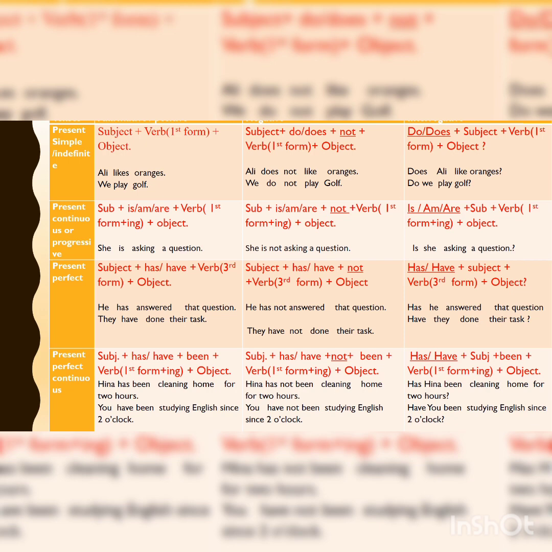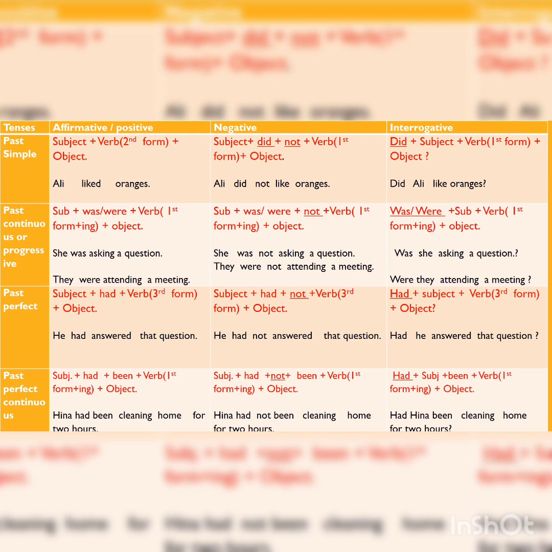The second tense, the past tense. I'll discuss all four aspects. The first aspect is the simple past. The structure for the simple past in an affirmative sentence is subject plus second form of verb plus object. For example, Ali liked oranges. In a negative sentence, the structure is subject plus did plus not plus first form of verb plus object. For example, Ali did not like oranges. Whereas in an interrogative sentence, the structure goes like this: did plus subject plus first form of verb plus object. For example, did Ali like oranges? You ask a question.